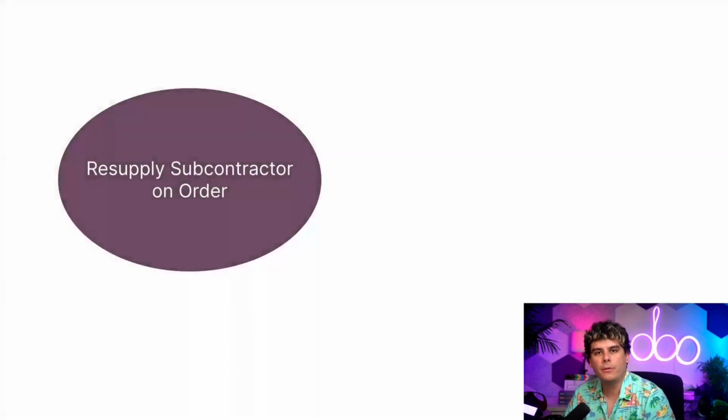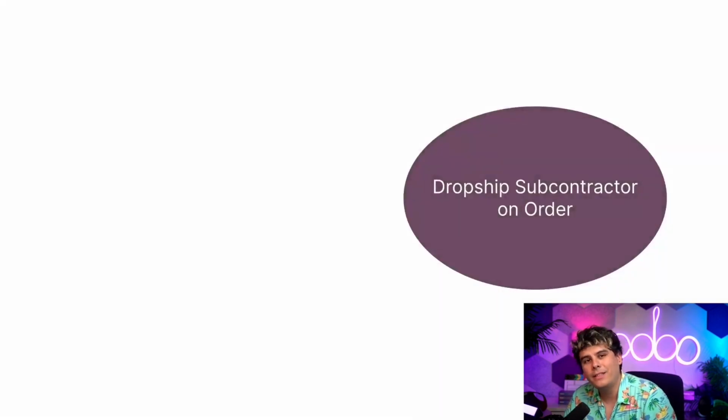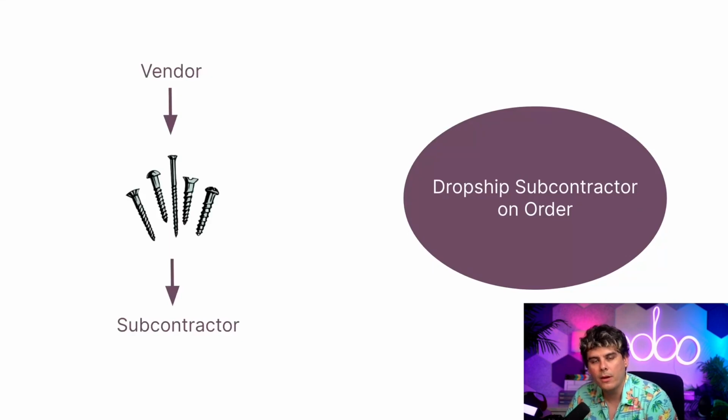Inside of this video, we're going to be discussing the Resupply Subcontractor on Order route, in which we send components from our warehouses directly to the subcontractor. Now this differs from the Dropship Subcontractor on Order route, in which components are dropshipped from a vendor directly over to a subcontractor. Resupplying a subcontractor from our own warehouse allows us to outsource the manufacturing of certain products, while still having control over the inventory count of the components needed for subcontracting. So let's not waste any more time and jump right into the Odoo platform to see how it all works.